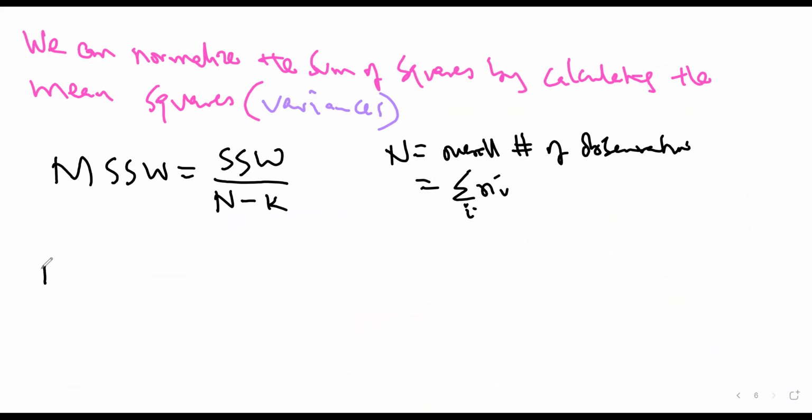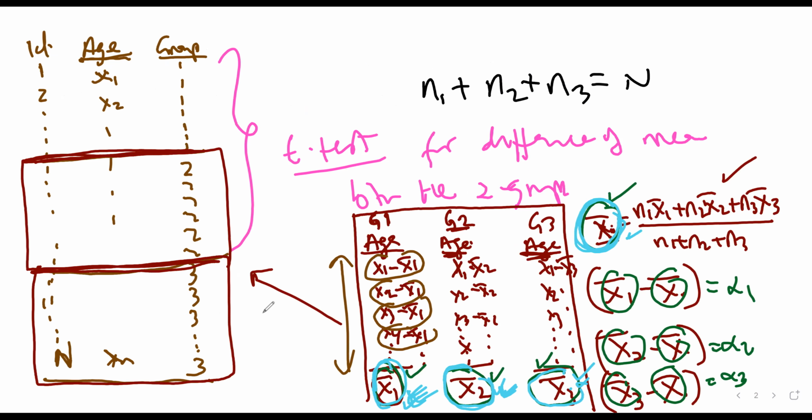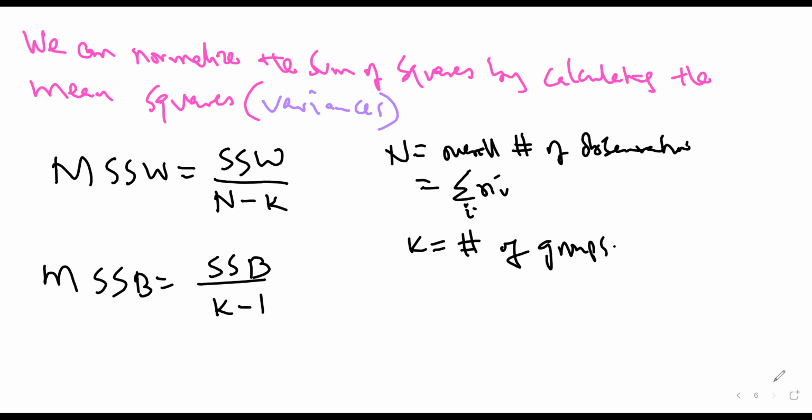Then we also have the mean sum of squares between. Of course, here k is the number of groups. Then the mean sum of squares between will be given by sum of squares between divided by k minus 1. So back to our illustration here. Here we have 3 groups, so k is equal to 3. It means that when you want to find the mean here, you will be dividing by 3 minus 1, so we'll be dividing by 2.